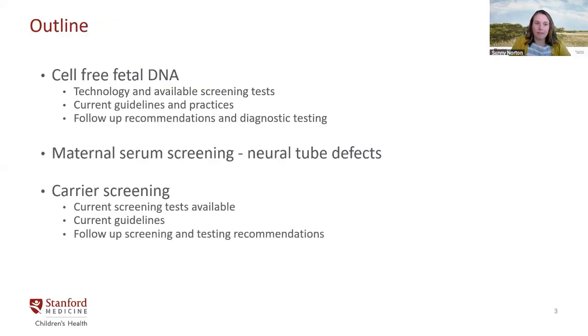So I'll be providing a broad overview of the main categories of genetic screening in pregnancy, which include cell-free fetal DNA for screening of chromosome anomalies, maternal serum screening, which at this point in our area typically is only performed for neural tube defects, and carrier screening. And I'll be reviewing each of these screening technologies, the current guidelines, and our practices here, as well as follow-up testing and recommendations for each screening test.